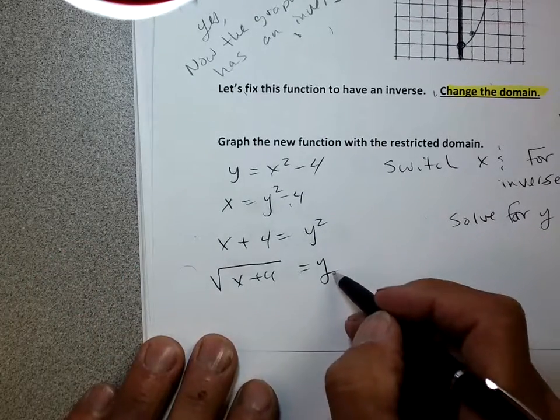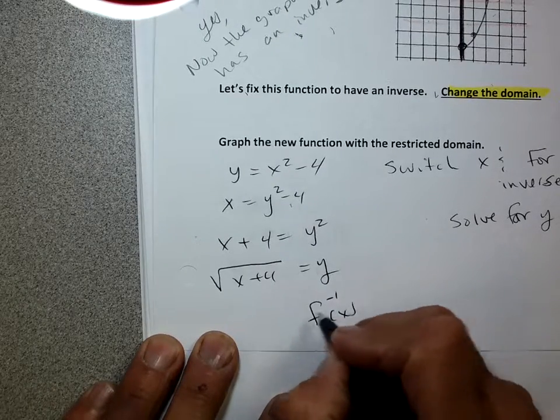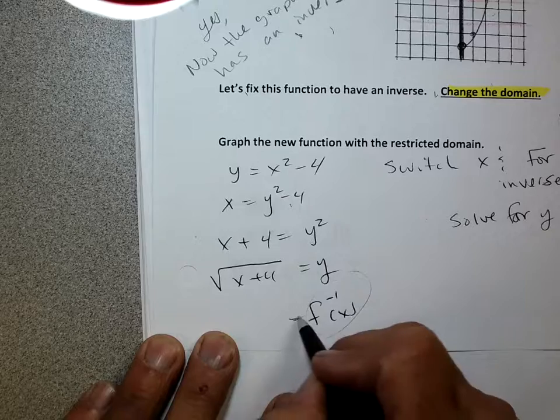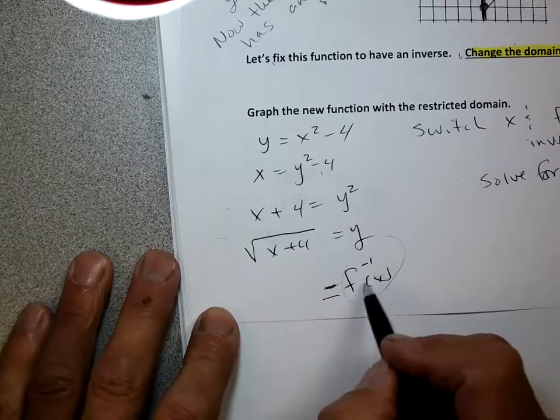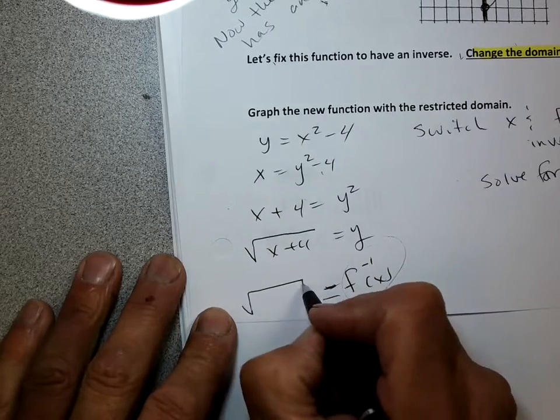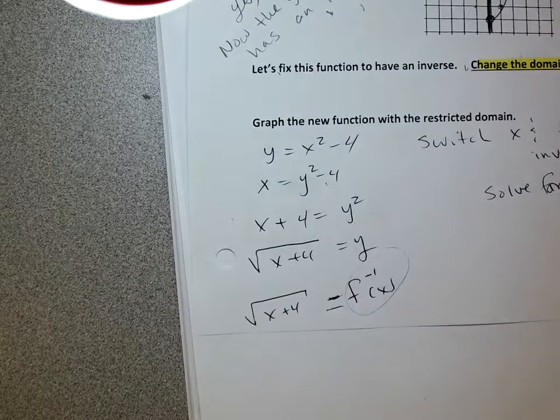So I'm going to change y into f inverse of x. Okay. So this symbol here just means that's my inverse. Okay. And so I'm going to go f inverse of x is equal to the square root of x plus 4. Okay, great. I'm going to go back to my graph and graph that.